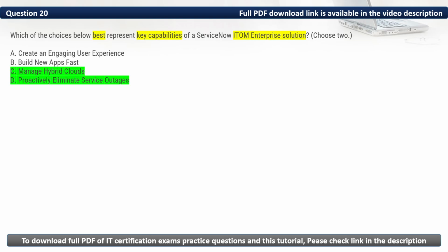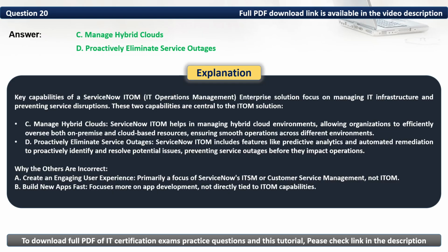Thus, the correct options are C and D. Key capabilities of a ServiceNow ITOM enterprise solution focus on managing IT infrastructure and preventing service disruptions. These two capabilities are central to the ITOM solution.